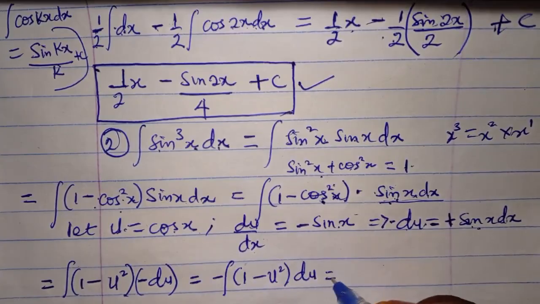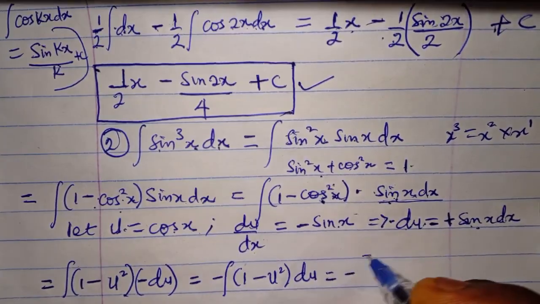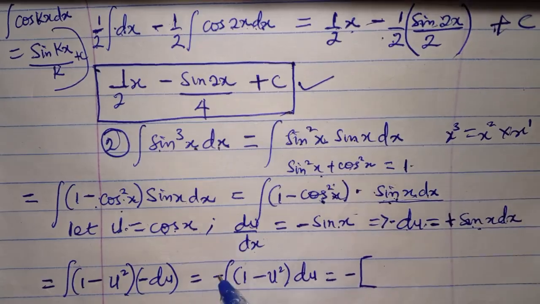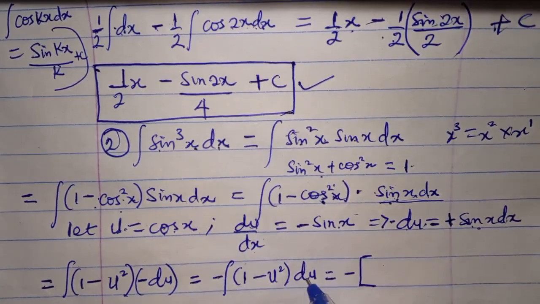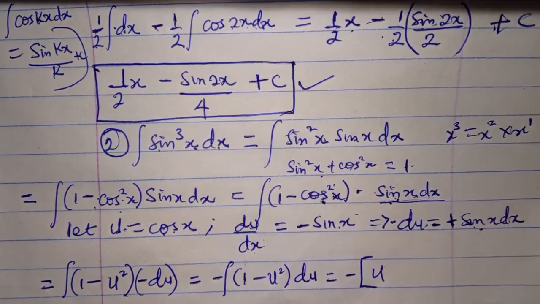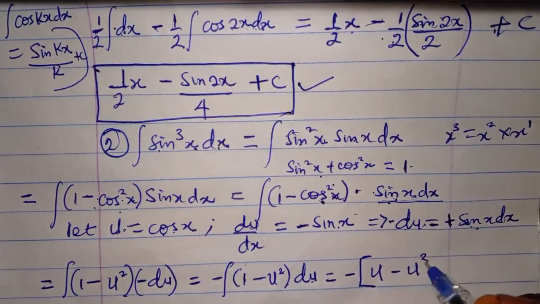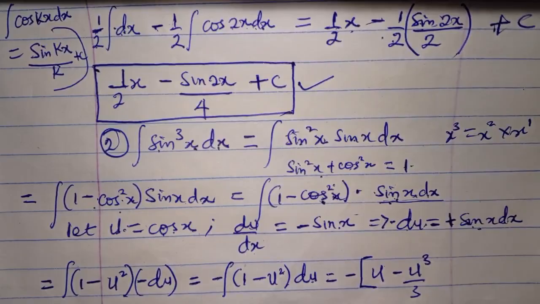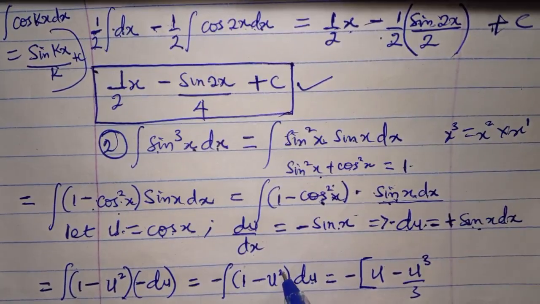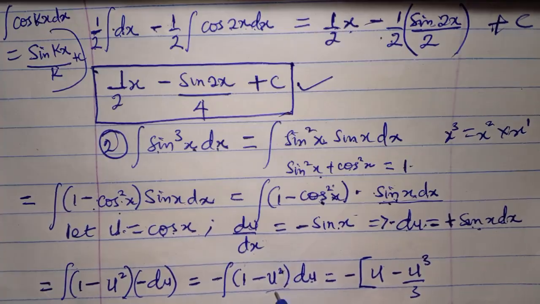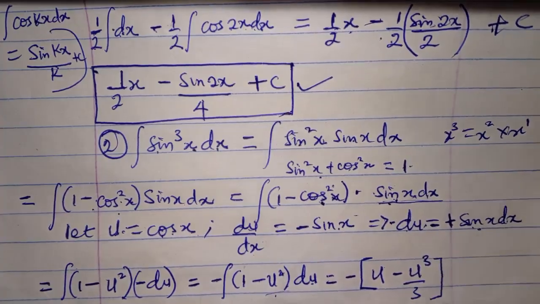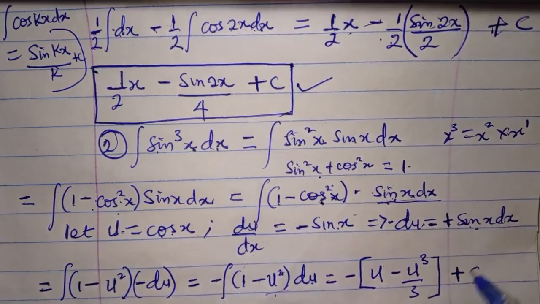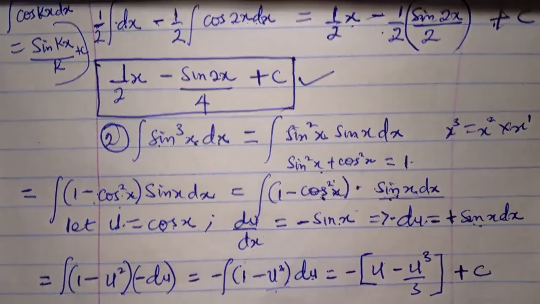So if we integrate this now with respect to u, we have the minus outside. Integrate 1 with respect to u, you get u, right? Then integrate minus u squared with respect to u, that will be minus u cubed all over 3. Remember the rule of integration: you add 1 to the power and divide by the sum. The integral is indefinite, so we add the constant of integration.